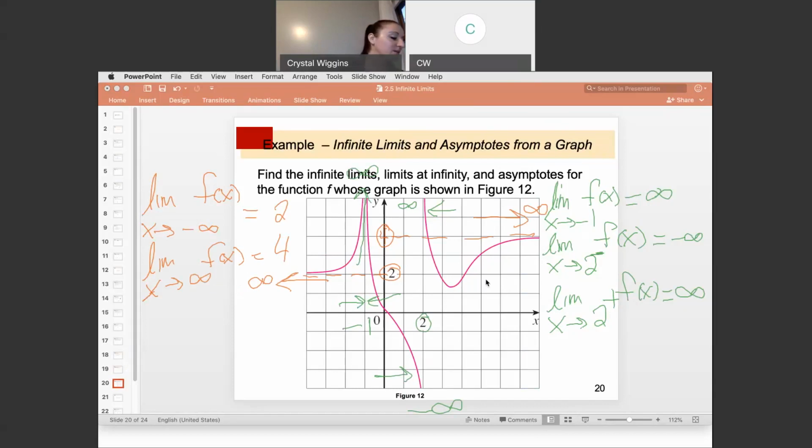So the last part of this question is asking us to identify the asymptotes. We have a vertical asymptote at -1. x equals -1 is a vertical asymptote. We have a vertical asymptote at x equals 2. We have a horizontal asymptote, which applies locally, at y equals 4. And we have a horizontal asymptote here, locally, at y equals 2.